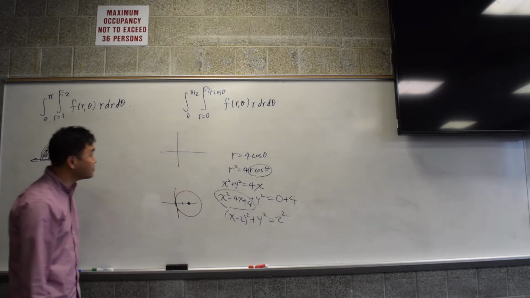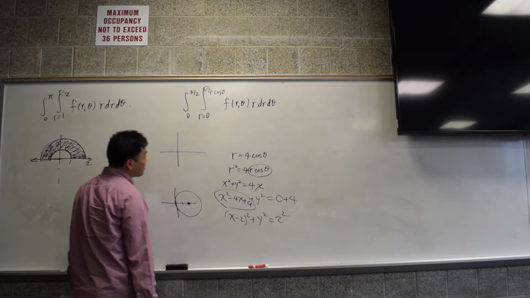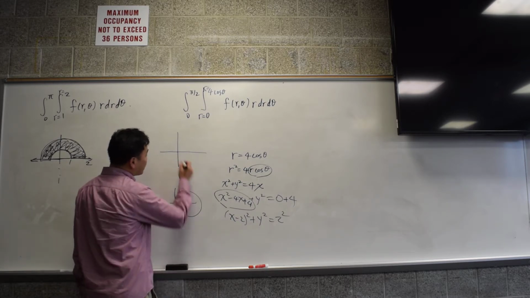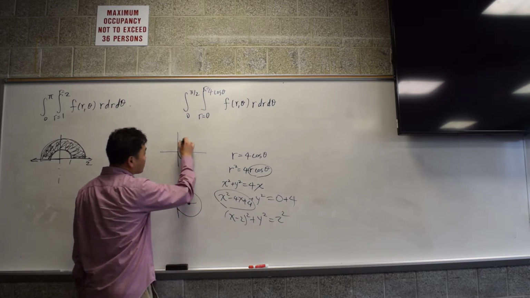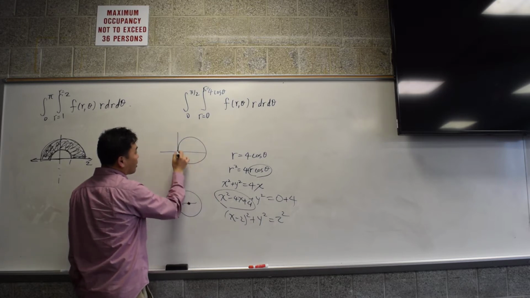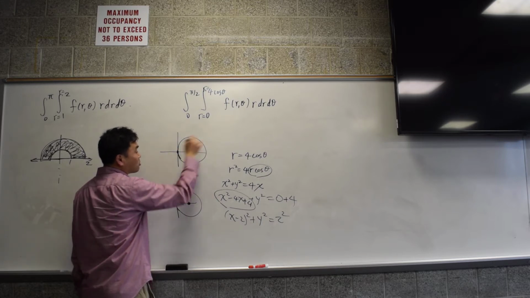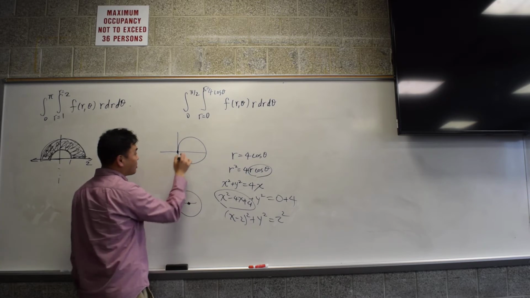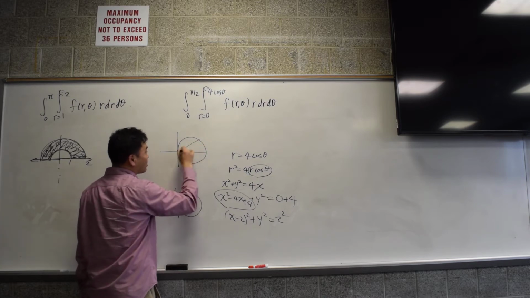Okay. So here's what's happening. We have this circle, and r equal to 0 is this point, and you're trying to paint radially. So basically what's happening is you start from here, and you end at a point on this curve.